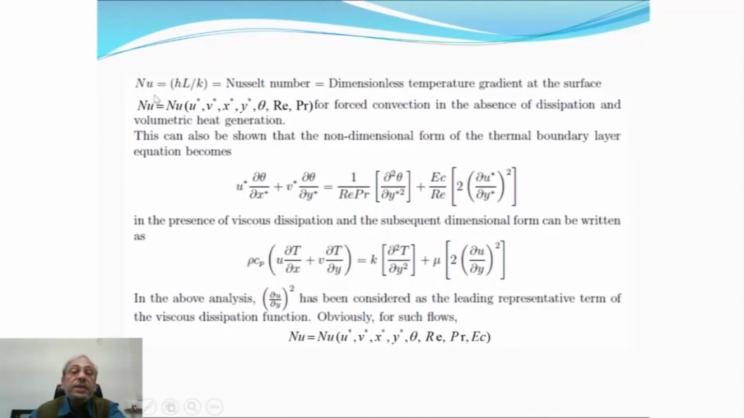So in the absence of viscous dissipation, the Nusselt number, when we determine it, will be a function of U star, V star, X star, Y star, theta, Reynolds number and Prandtl number. And in the presence of viscous dissipation, it will be a function of U star, V star, X star, Y star, theta, Reynolds number, Prandtl number and Eckert number.